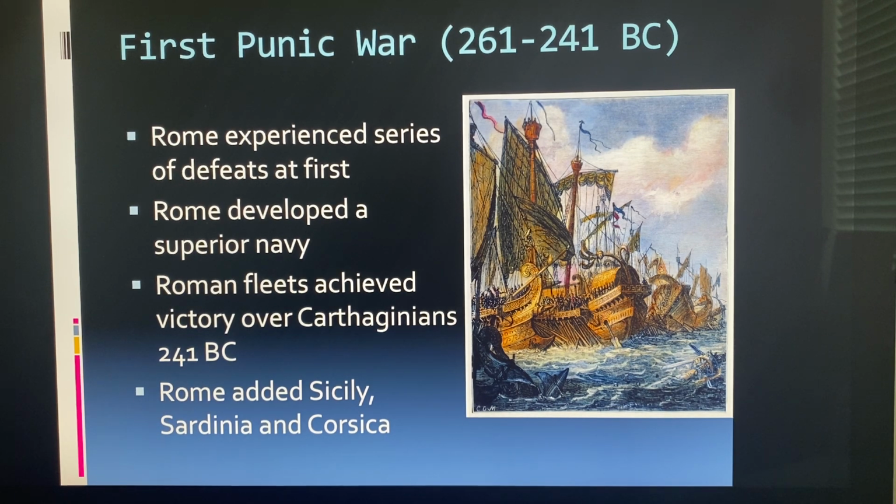And then Rome added the islands of Sicily, Sardinia, and Corsica. Because the Phoenicians, or the Carthaginians, actually occupied those islands, and so Rome took over those islands that are south of Italy.